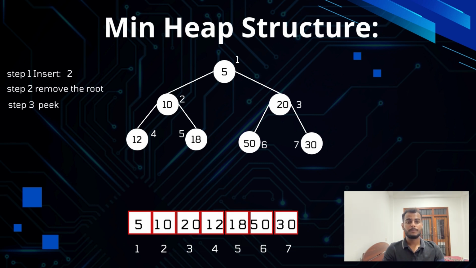Finally, let's look at the peek operation. Peeking simply means looking at the root value without removing it, unlike polling. The root of the heap is 5. So when we peek, we see that 5 is the smallest value in the heap.